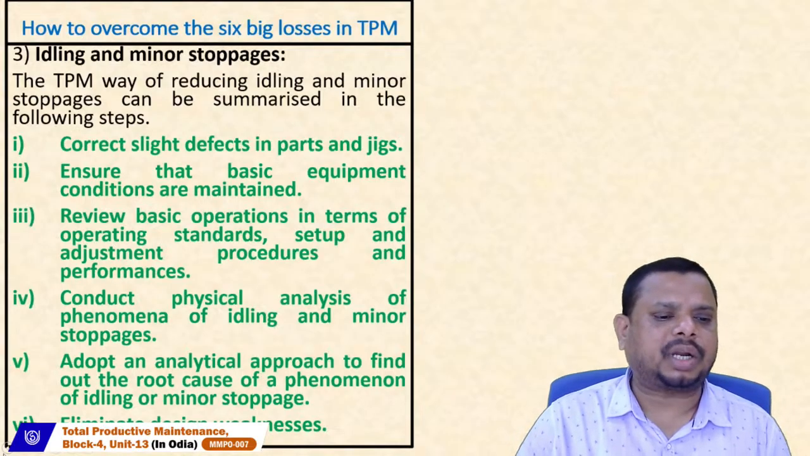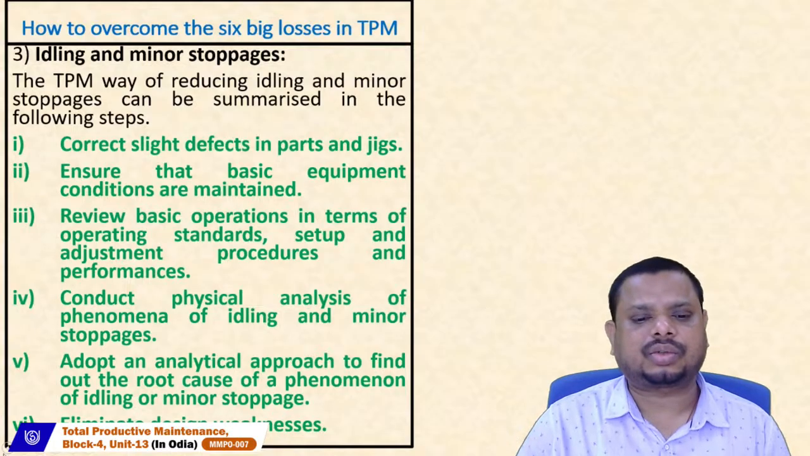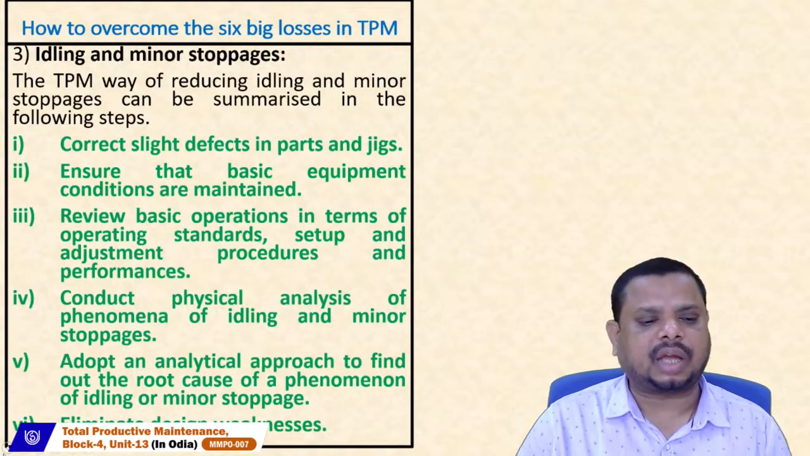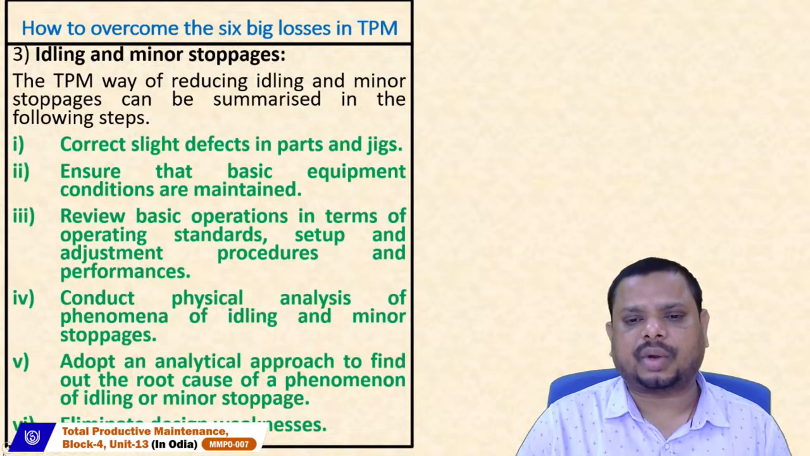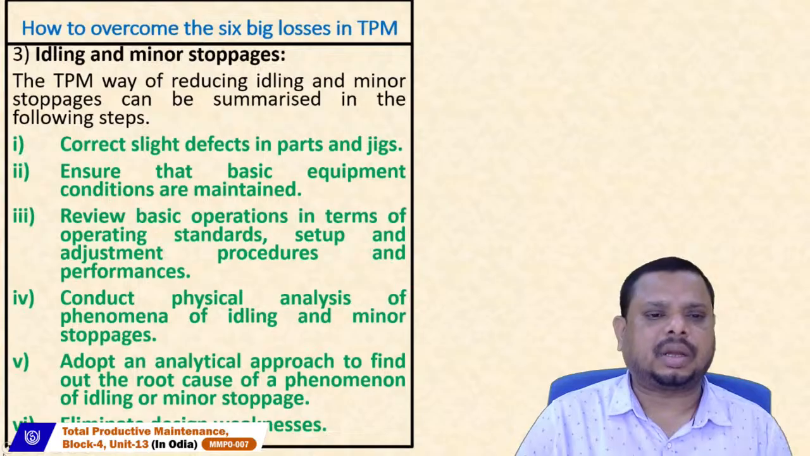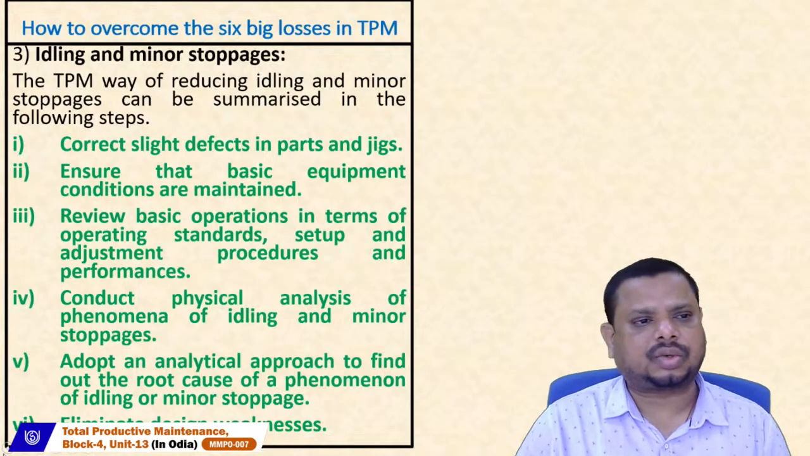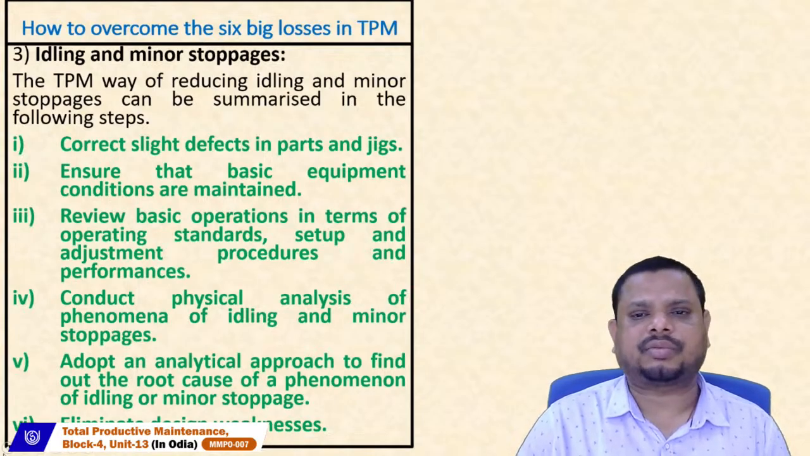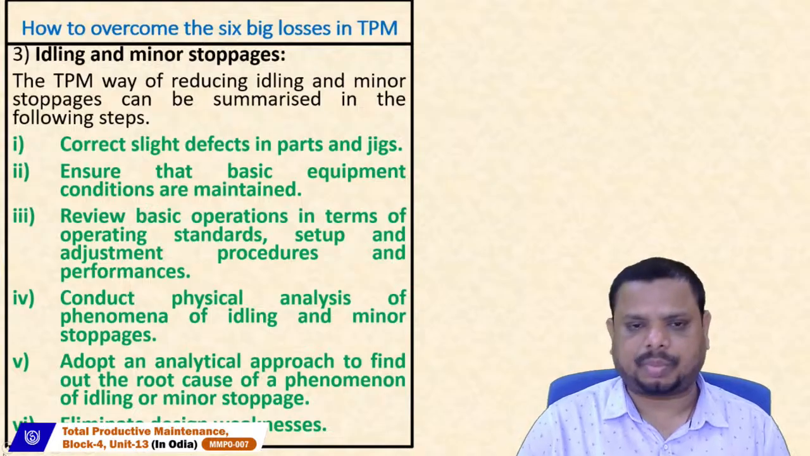The next important part is to adopt an analytical approach to find the root cause of the phenomena directly dealing with idling and minor stoppage. And the last one is to eliminate design weakness. If you find the design specification of the machine is not proper, in that case you have to eliminate the machine by replacing it with a new one. So these are the different measures with respect to idling and minor stoppage.